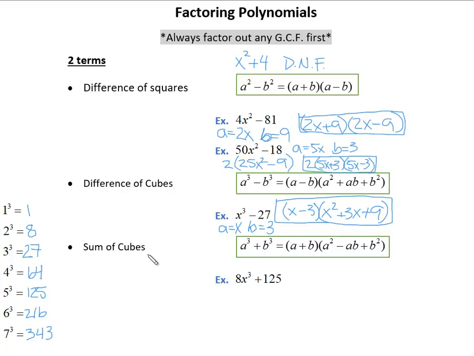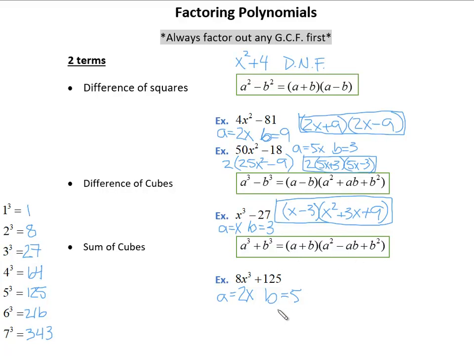Okay, so let's try this with the sum of cubes. Remember, there is no sum of squares, but there is a sum of cubes. So let's identify my a value. What times itself 3 times is 8x cubed? Well, we know that 8 is 2 cubed, and x times itself 3 times gives me x cubed. So my a value is 2x. 2x times 2x times 2x gives me 8x cubed. And b, 125 is 5 cubed. So my b value is 5.